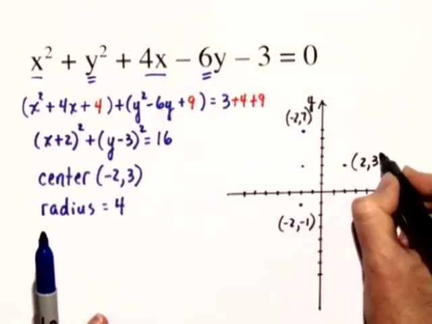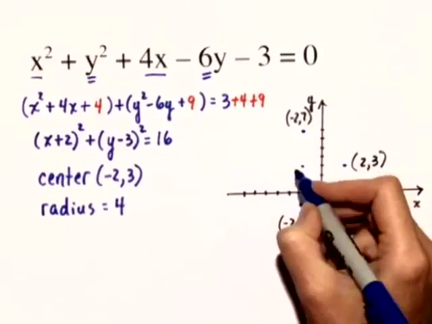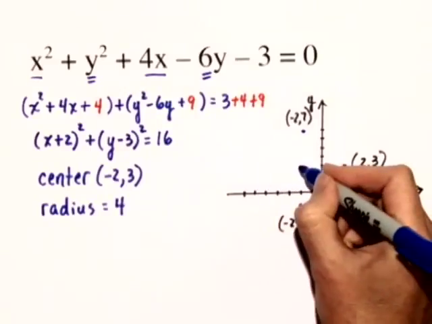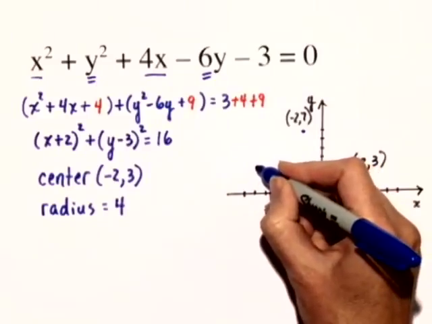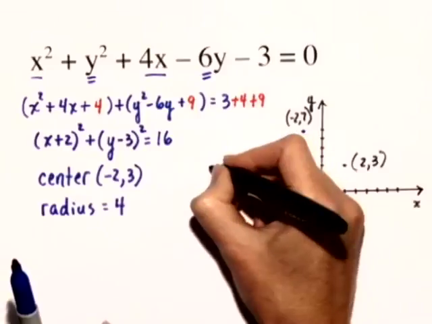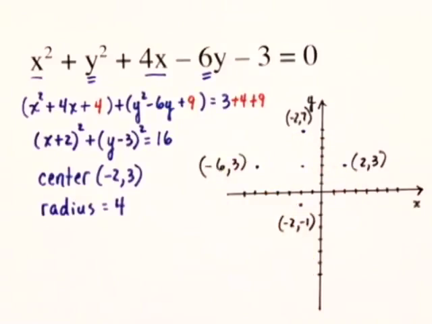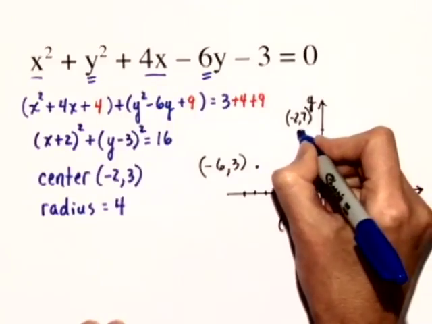+2, 3. And when I move 4 to the left, 1, 2, 3, 4, I'll be at, it looks like -6, 3. Let me go ahead and graph that circle.